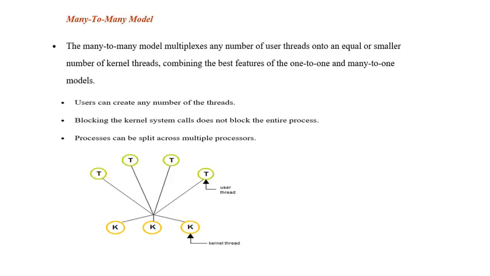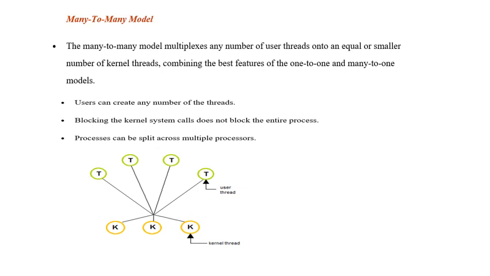Next, going on to the many-to-many model. As shown in the diagram, the many-to-many model allows many user level threads to be mapped to many kernel level threads. But if you observe keenly, there are 4 user level threads and 3 kernel level threads. That means it multiplexes many user level threads to a smaller or equal number of kernel threads. I hope now your doubt is cleared.